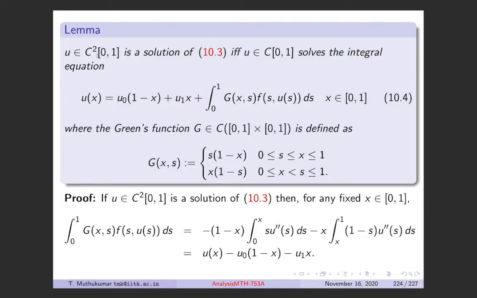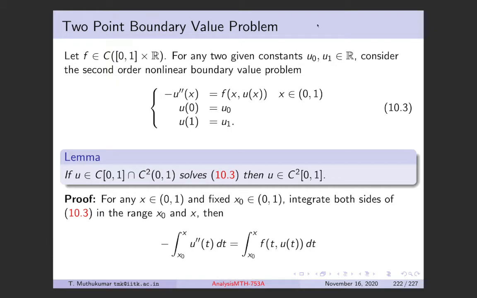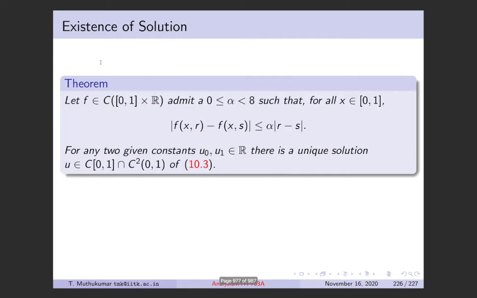And the fact that it is C2 comes from the previous lemma. In the previous lemma, we had already shown that it's C2 whenever it's in C01 intersection. From this condition, we already have C01. So though we start with U in C01 satisfying this, we actually get C201, because once we show that it satisfies the ODE, then it is C201.